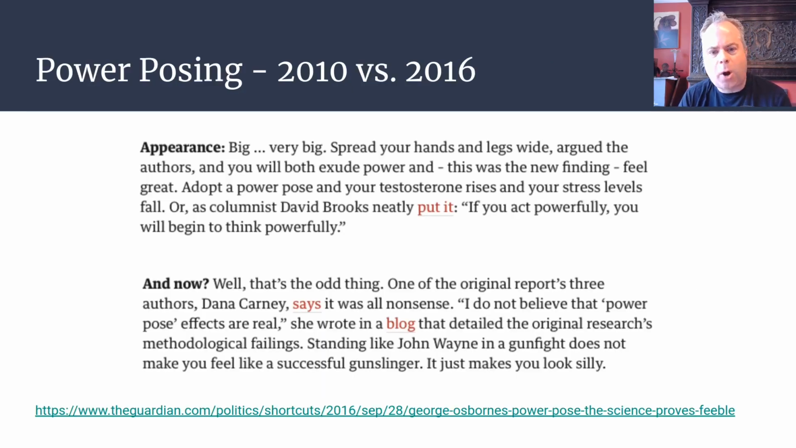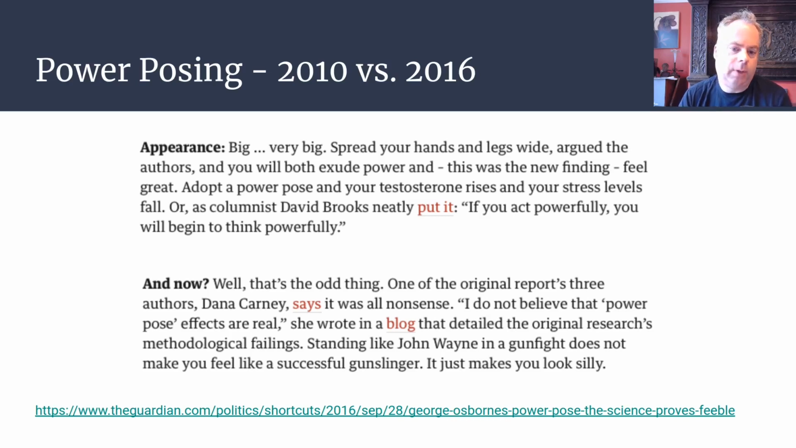So in the context of power posing, a lot changed between 2010 and 2016. It used to be thought that, as I said, if you act powerfully, you will begin to think powerfully. So the way in which you stand affects your body's physiology. But it didn't replicate. I mean, I think it's quite clear that this was an unlikely effect because it wasn't clear what the mechanism might be.